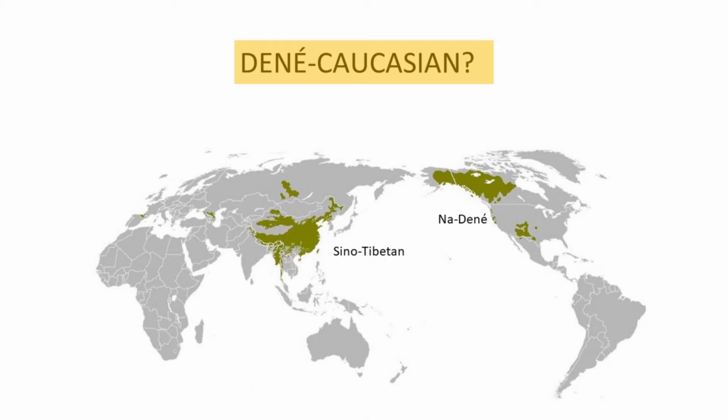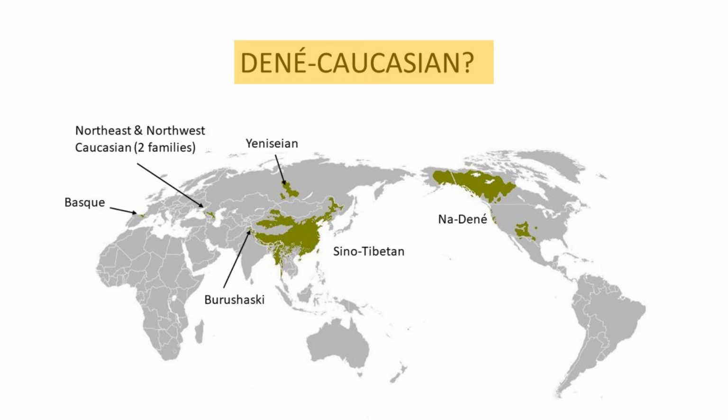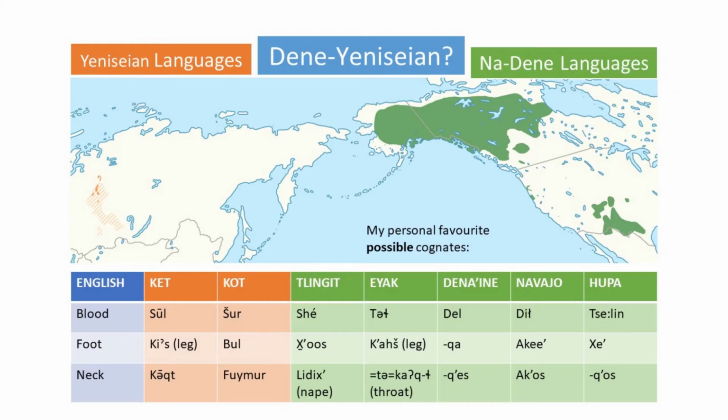I feel like this is the part of the video where I should mention that there is a theory linking the Sino-Tibetan languages to the Na-Dene languages, known as Dene-Caucasian. My personal problem with it is that it also tries to connect them to the Northeast and Northwest Caucasian languages, as well as Basque, Burushaski, and Yeniseian. I feel like that's just taking it too far. The connection between these different languages has been pretty much rejected by every linguist, apart from Dene and Yeniseian. That might actually be something. Anyway, that's me said my piece.